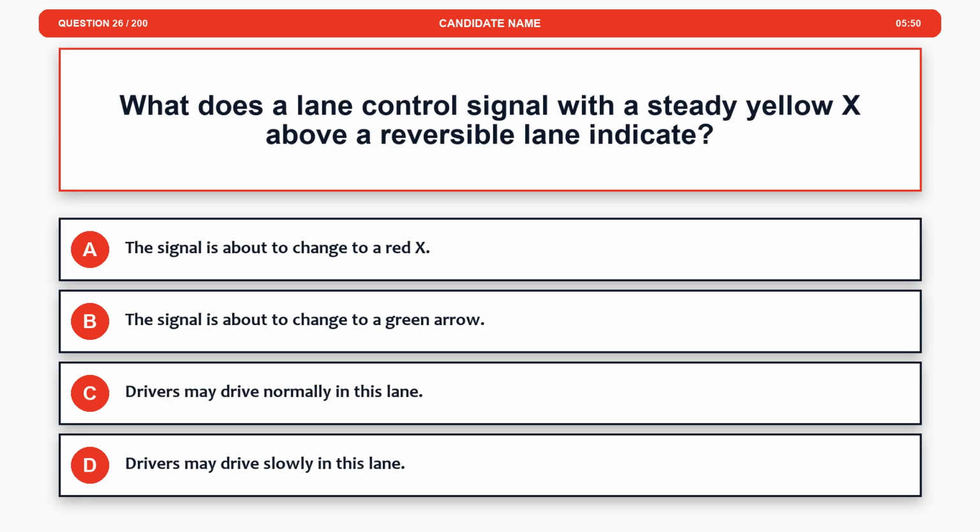Question 26. What does a lane control signal with a steady yellow X above a reversible lane indicate? Option A. The signal is about to change to a red X. Option B. The signal is about to change to a green arrow. Option C. Drivers may drive normally in this lane. Option D. Drivers may drive slowly in this lane.